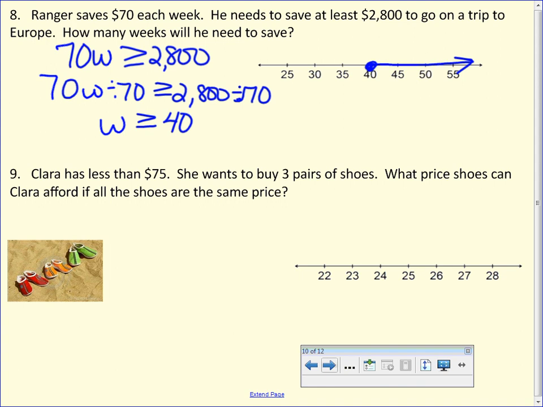Clara has less than $75. She wants to buy 3 pairs of shoes. What price can Clara afford if all the shoes are the same price? So she wants to buy 3 pairs of shoes, but it has to be less than $75. So if all 3 have to be less than 75, what does 1 have to be less than? How am I going to figure that out? I don't want to know about all 3 being less than 75. I want to know about 1. Well, first you have to divide both sides by 3, and then 1 must be less.